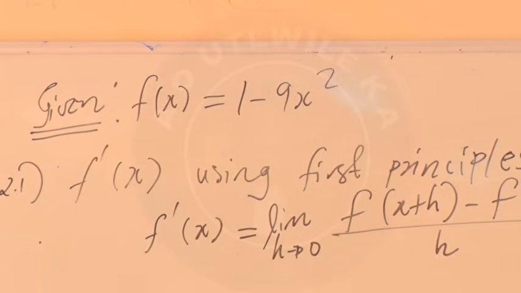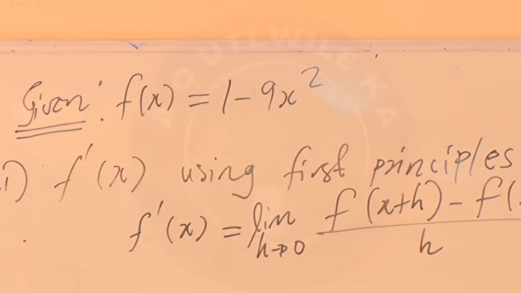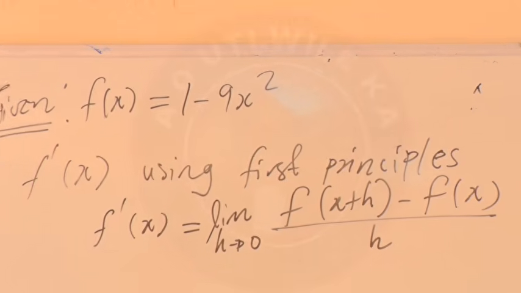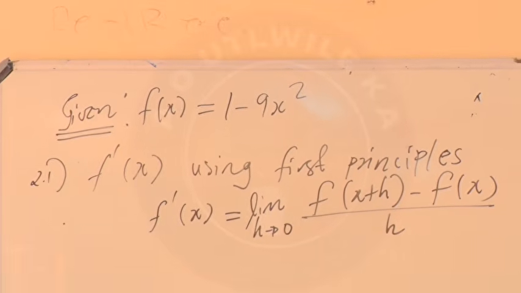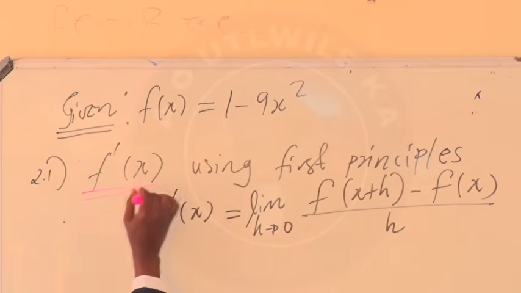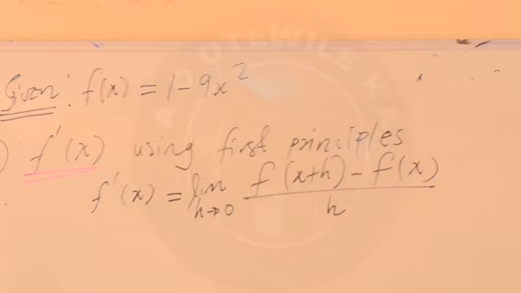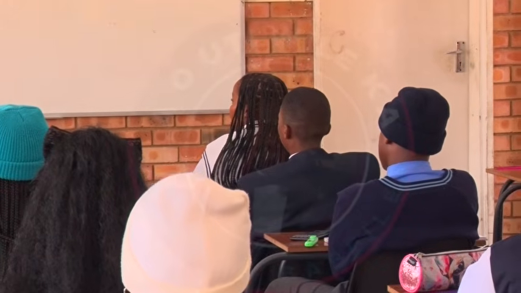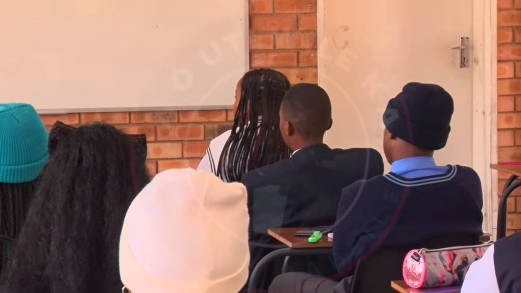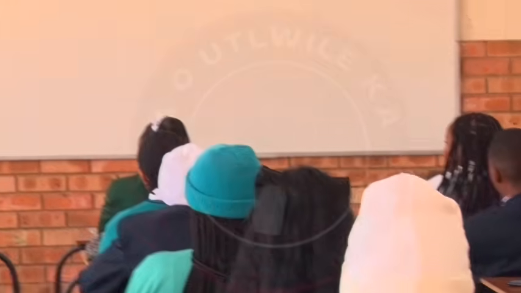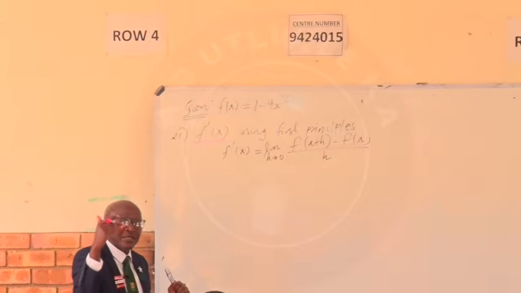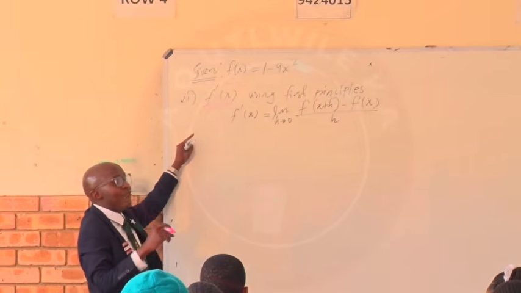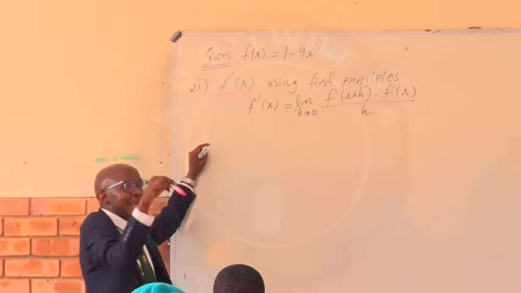Determine the derivative of f of x using first principle. So we are now required to find the derivative, isn't it? In simple words, what is the derivative? The derivative is the gradient at a point. Do you agree? When we are using first principle, we are finding the gradient at a point.